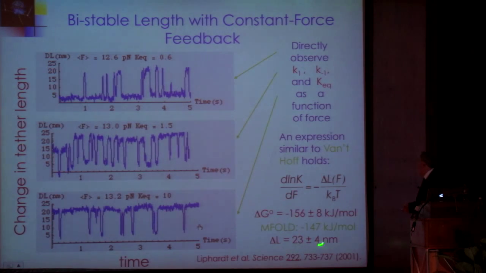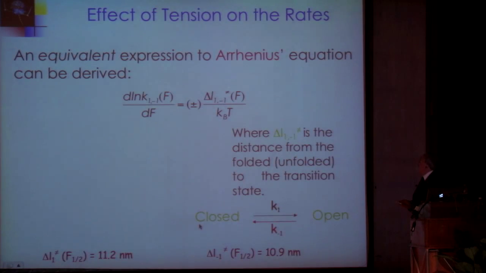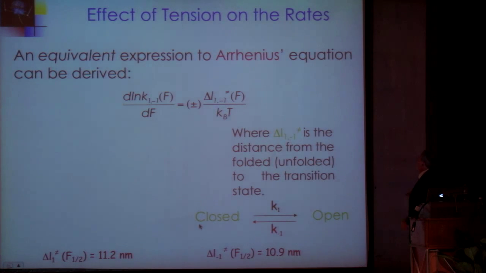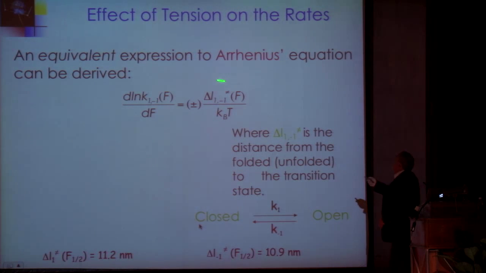And the length of the molecule is 23 nanometers. Okay. It turns out that we also can get the rate constant as a function of force. Well, an equivalent to the Arrhenius equation occurs, but again, it is the derivative with respect to the force of the rate constants or the rate parameters. And now a new parameter appears.